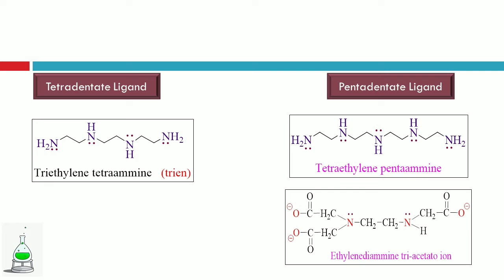For a pentadentate ligand, I have an example, tetraethylene pentamine. Here all the 5 amine groups are separated by 4 ethylene groups. And one more example is the ethylene diamine triacetate ion. In this ligand, there are 3 oxygen atoms which carry negative charge and 2 nitrogen atoms which carry lone pairs of electrons. So 3 plus 2 is 5. So its denticity is 5. Hence it is a pentadentate ligand.